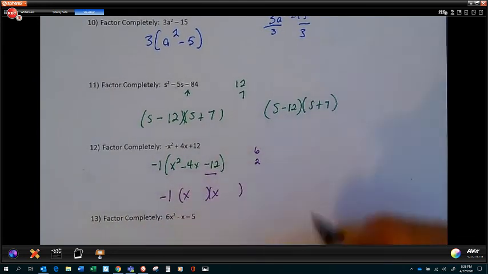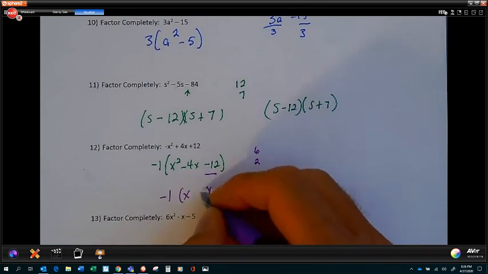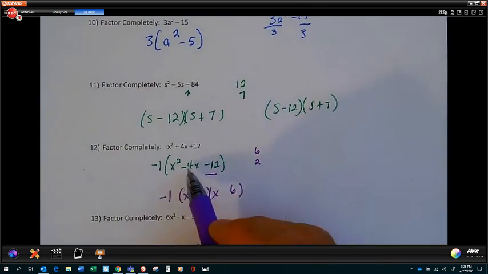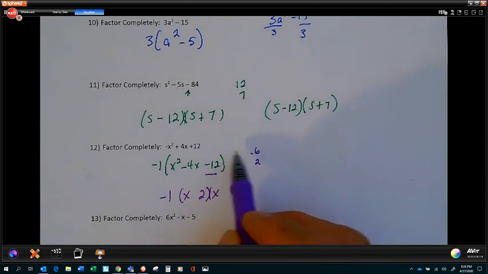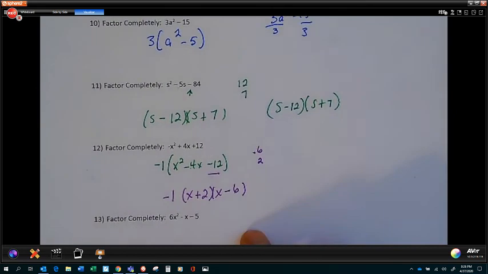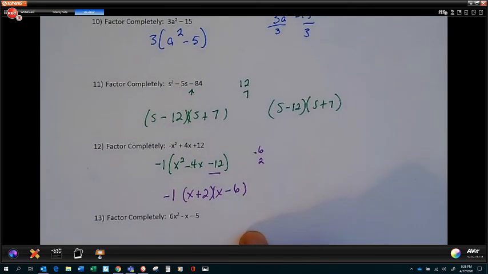Put an x and an x, and a 6 and a 2. It doesn't matter which order these are, but we know that the largest number, or the number furthest from 0, has to have the negative sign. So now we have those two: x plus 2 times x minus 6. And we've got one last one to factor completely.